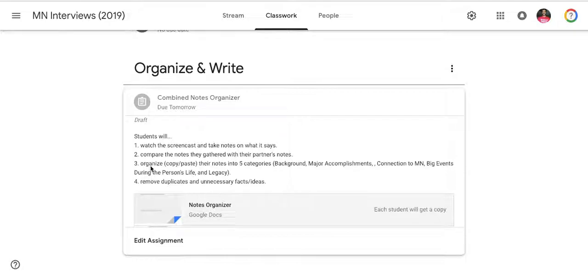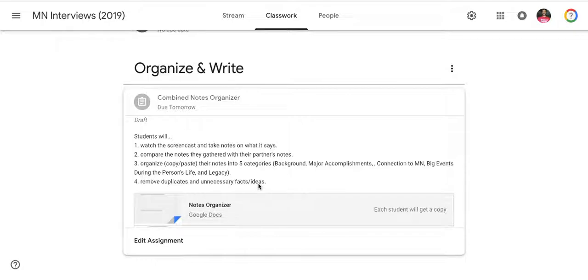3, you're going to want to organize any notes that you then take from your raw notes into 5 categories: background, major accomplishments, connection to Minnesota, big events during the person's life, and legacy. As I'm saying this, you're probably thinking, oh yeah, I have notes that fall into these different categories. Finally, and I've already said this before, remove any duplicates or unnecessary facts.